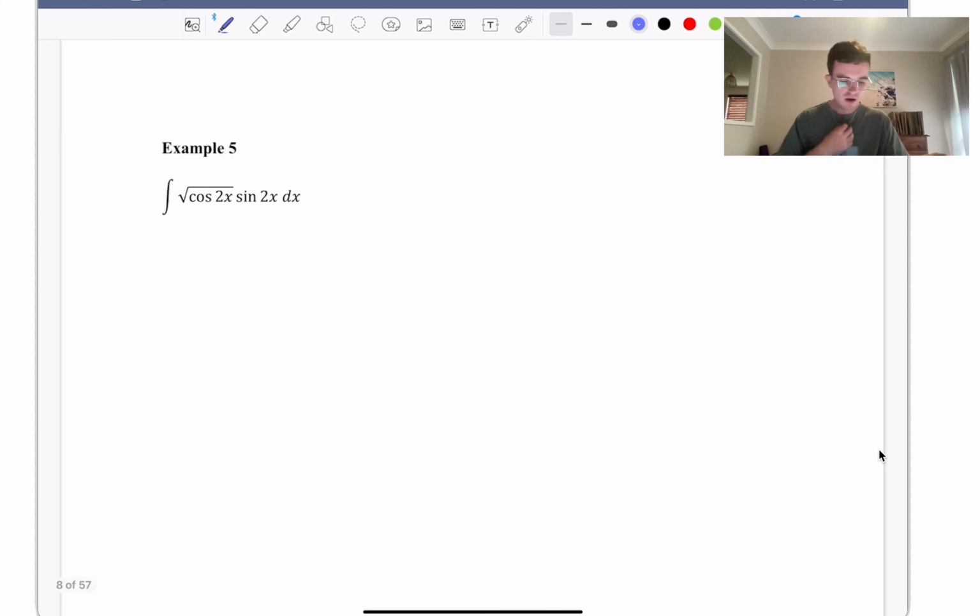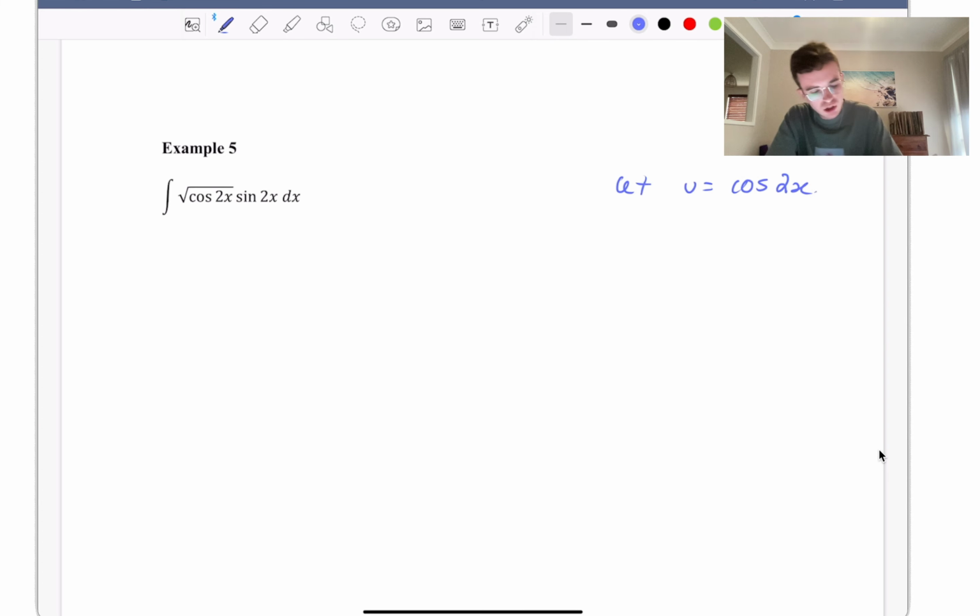Example 5, the square root of cos of 2x times sine of 2x. There are a number of different ways of approaching this question. Often when we've got a square root in the integral, we work with u squared instead of u. It makes the algebra easy. But I think I have a whole separate lesson on that, so I'm not going to do that at the moment. So I'm going to say let u equal cos of 2x.